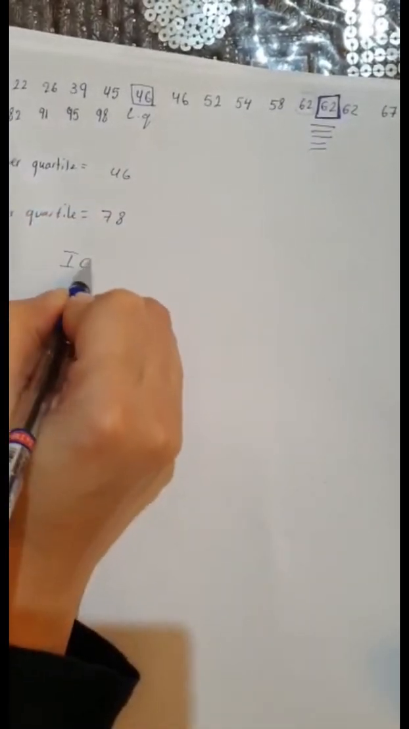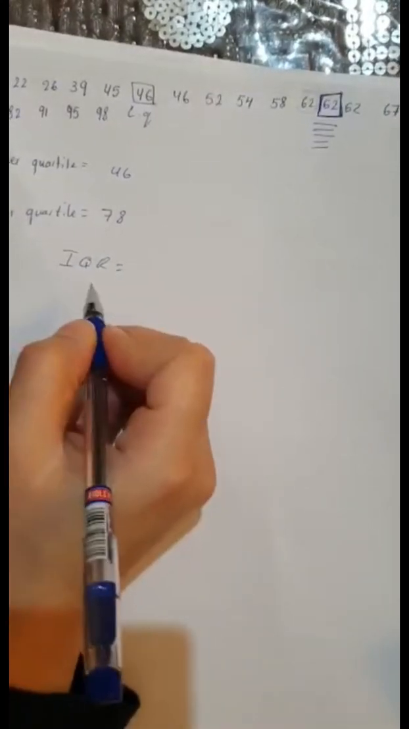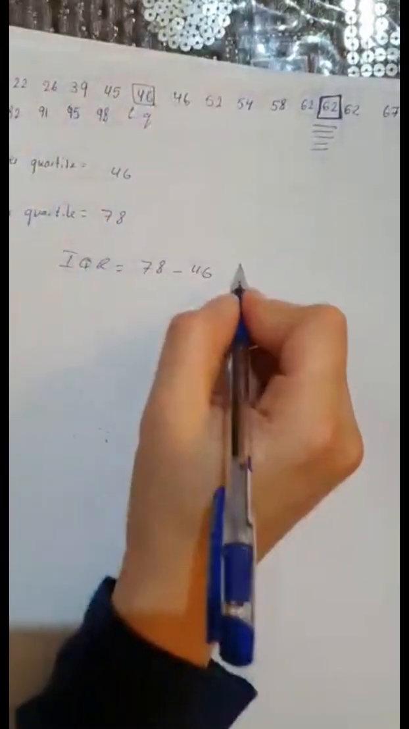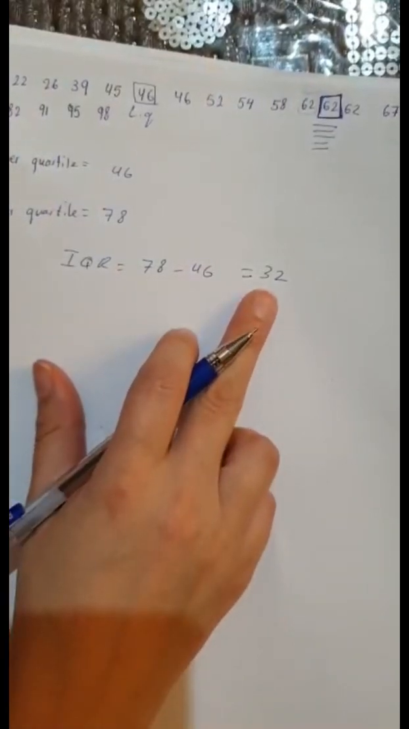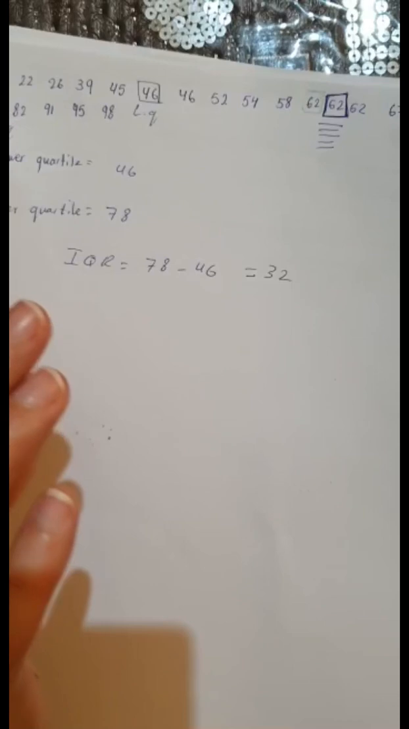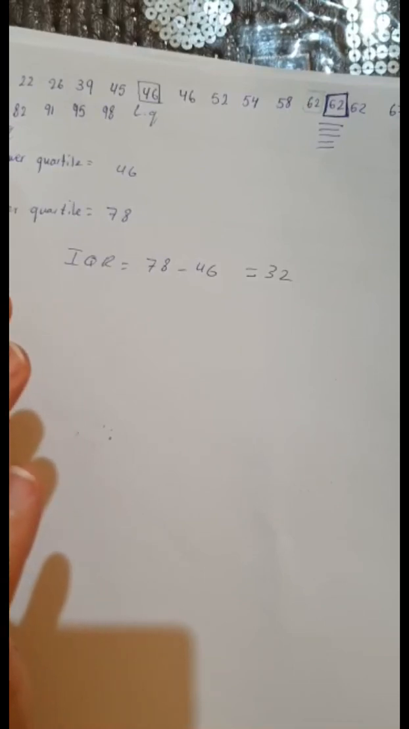And if I want to find the IQR, which is the interquartile range, in this case I'm going to say 78 minus 46, which is equal to 32. So I can know that the interquartile range equals 32 in this case. Now, this will help me to get more accurate values if we have outliers.